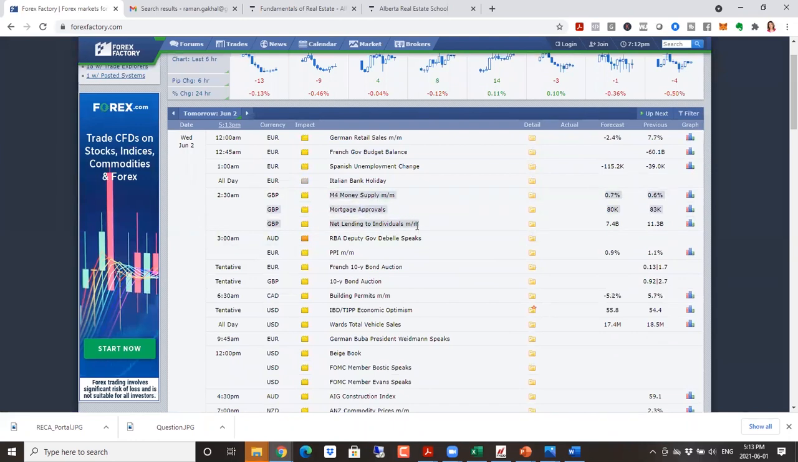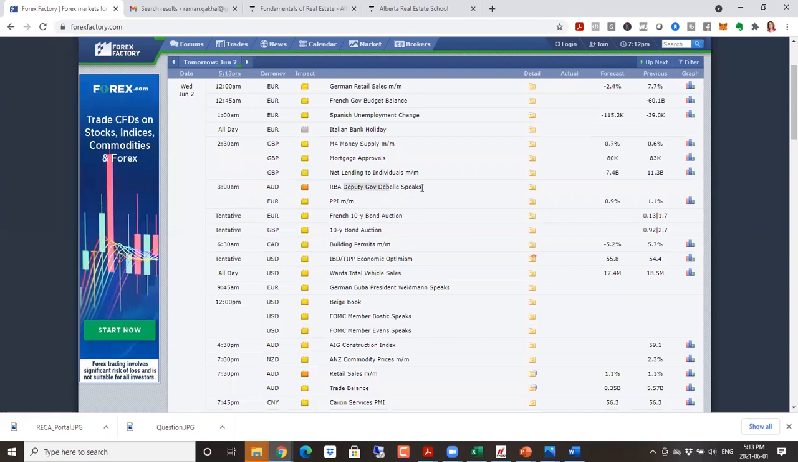With too much money being in circulation right now, the central bankers basically have been pumping money into the economy. This could make a difference, so we will keep an eye on this. Reserve Bank of Australia, again, central bankers speaking can move the market. So nothing really is critical.